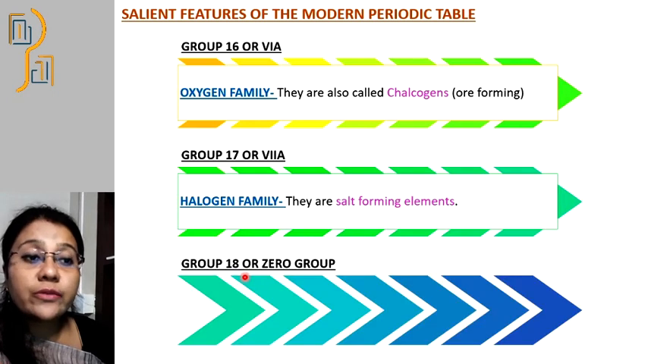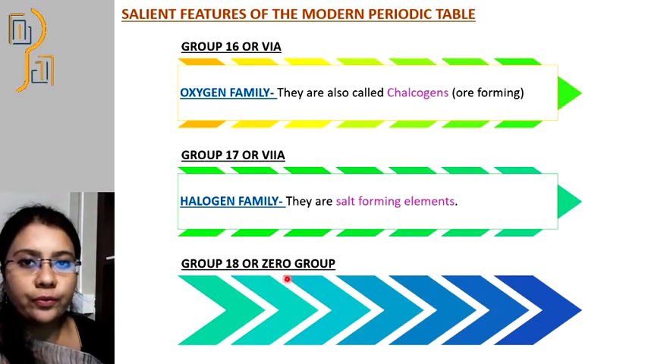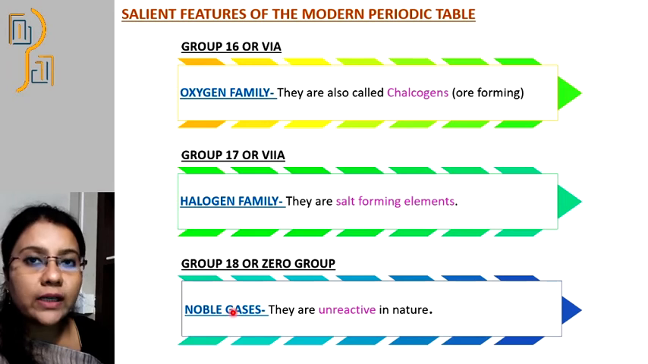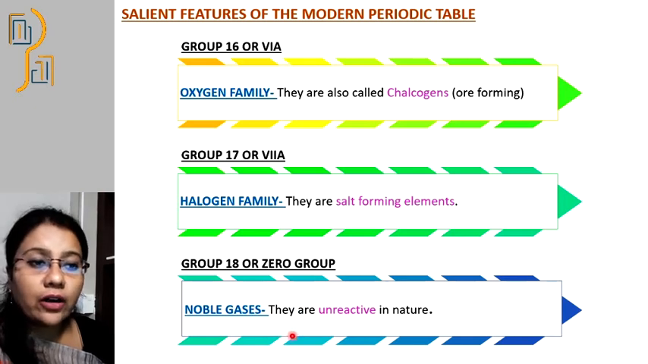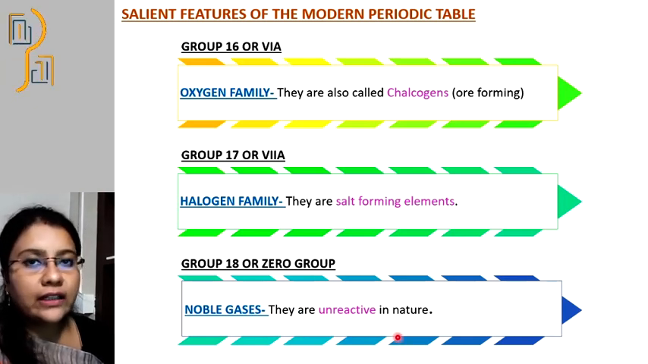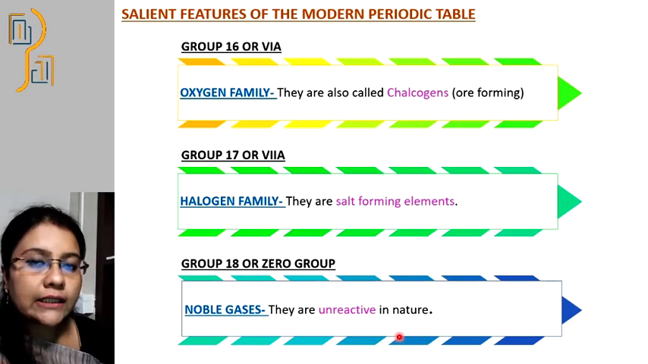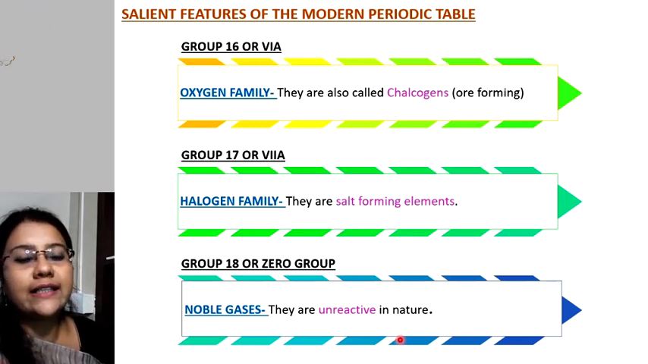After this comes group 18 or group 0, which constitutes the noble gases or the inert gases. The reason why these are called inert gases is because they are unreactive in nature. Why they are unreactive, we will study in our next episode.